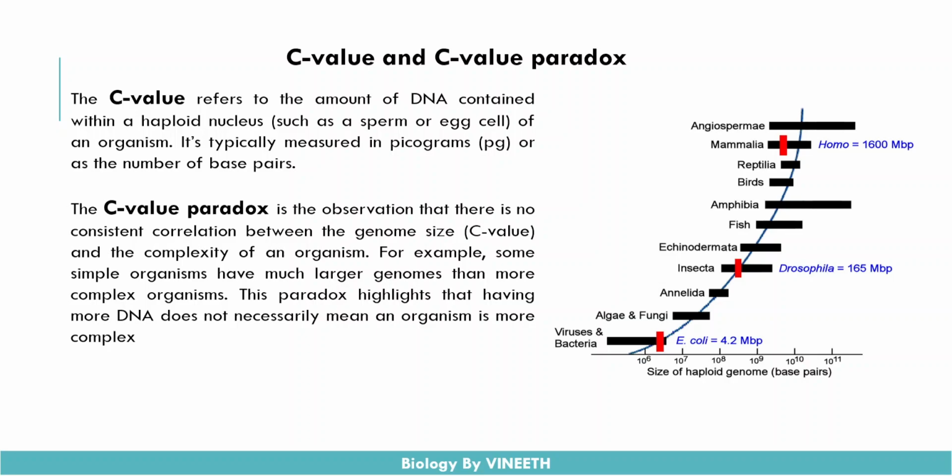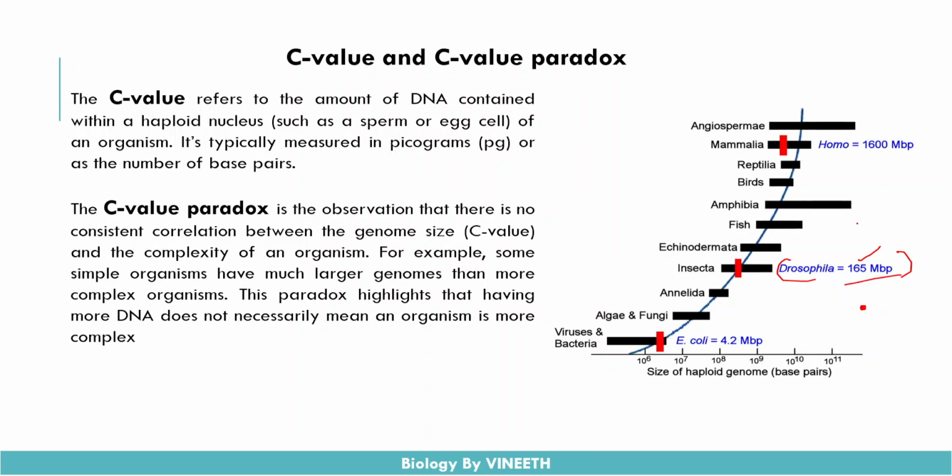If you look at the graph over here, the insect Drosophila has 165 megabase pairs of DNA, and its size is just like this small dot.